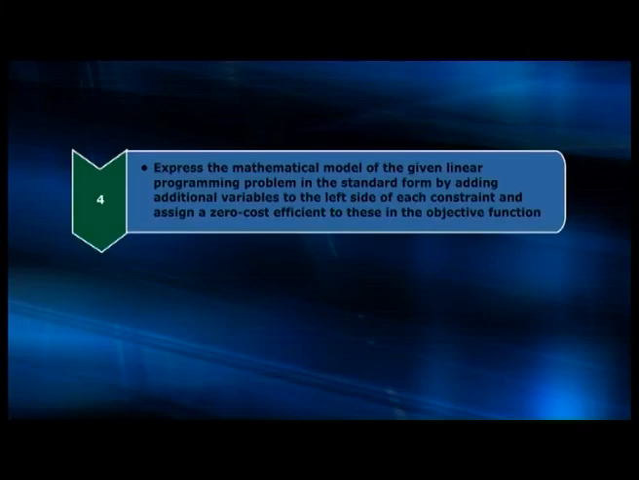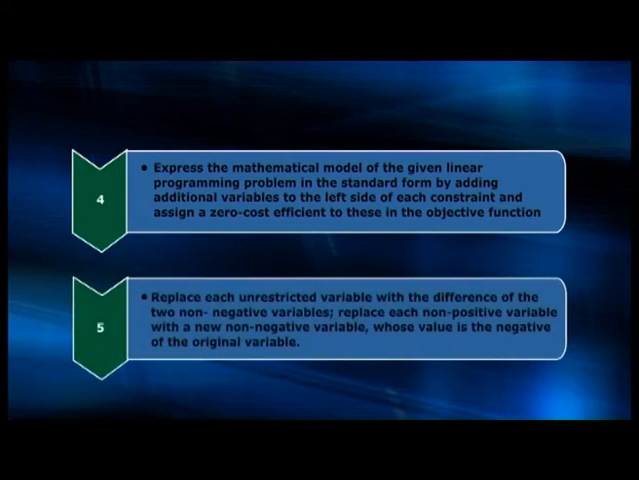Express the mathematical model of the given linear programming problem in the standard form by adding additional variables to the left side of each constraint and assign a zero cost coefficient to these in the objective function. Replace each unrestricted variable with the difference of two non-negative variables. Replace each non-positive variable with a new non-negative variable, whose value is the negative of the original variable.